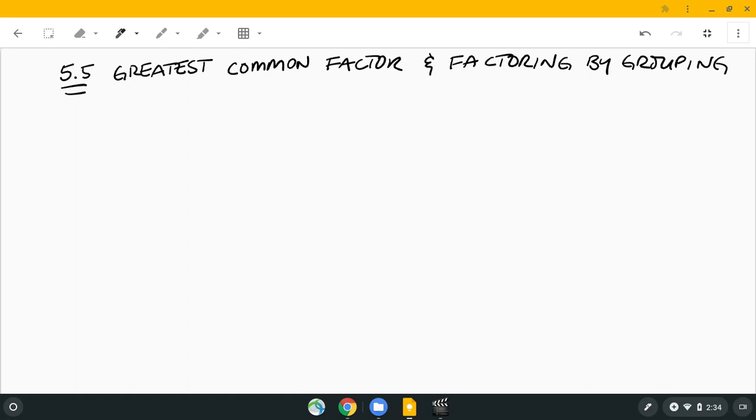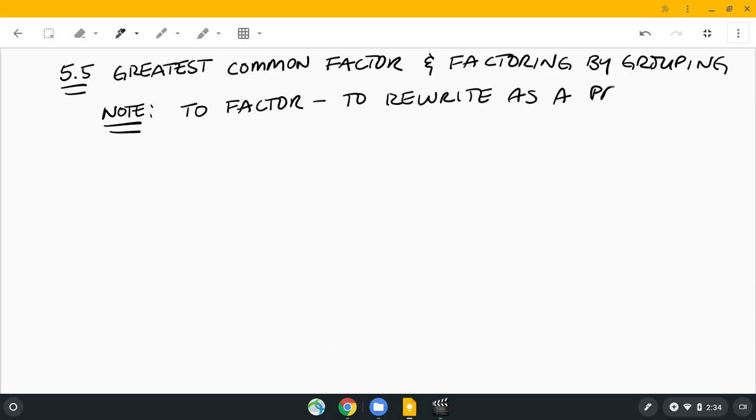So keep in mind that when they ask you to factor, to factor really just means to rewrite as a product, multiplication. Okay. So the first way we're going to look at factoring is by GCF. So factoring by greatest common factor, GCF.